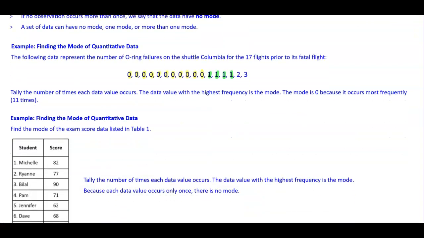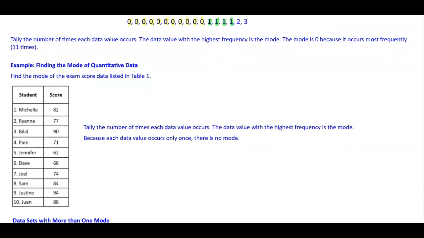Next, we want to find the mode of quantitative data. So we're going to find the mode of the exam scores data listed in Table 1. We're going to tally the number of times each data value occurs. Well, if we take a look at each data value, each one of them only occurs once. So none of them occur twice. The data value with the highest frequency is the mode, but because each data value only occurs once, we would have to specify that there is no mode.